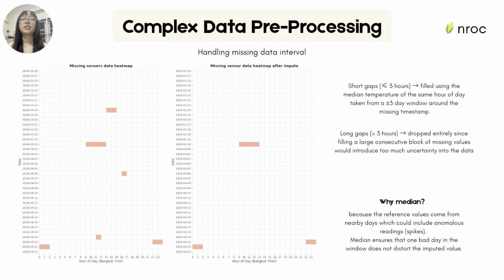After binning, some hours had no readings due to board downtime. How we handle it is, we apply two strategies. Short gaps of 3 hours or less were filled using the median temperature of the same hour from a plus or minus 3-day window. We used median to avoid anomalous days distorting the imputed value. Longer gaps were dropped entirely since filling a large consecutive block would introduce too much uncertainty.